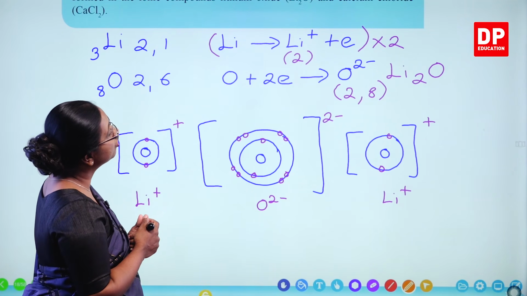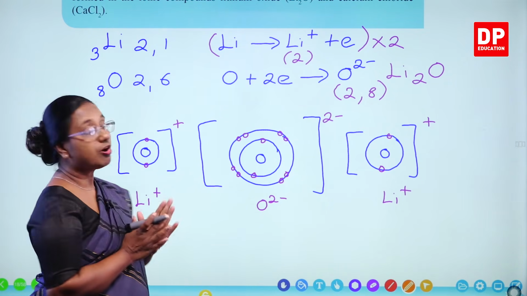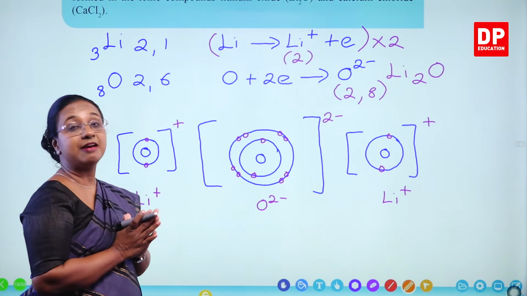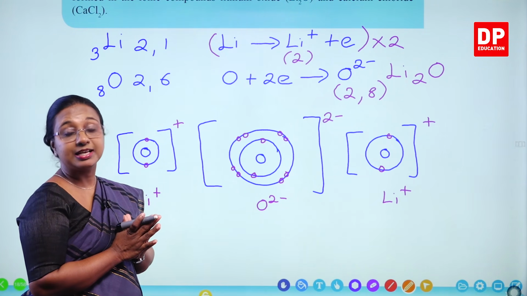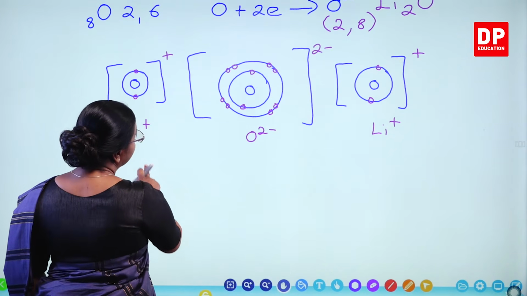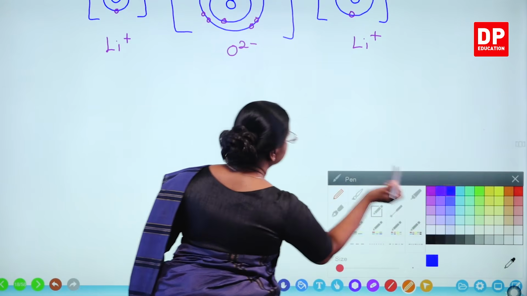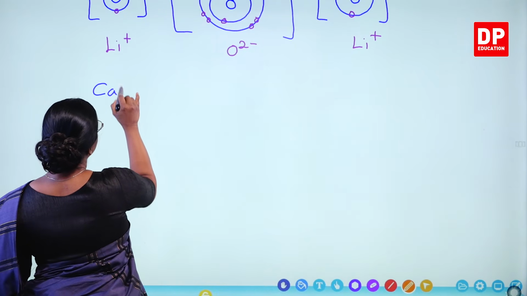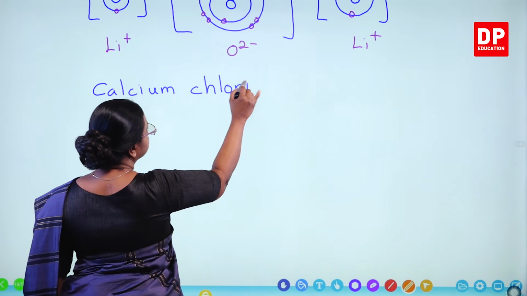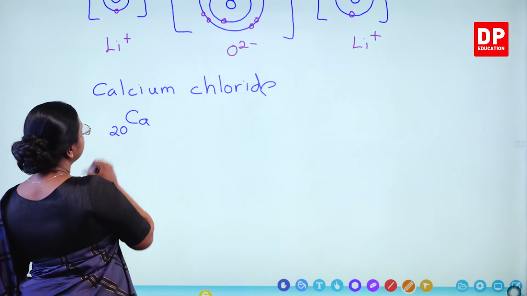Then we have to show the formation of calcium chloride. Is this clear to you all students? So here also you can see all the ions have achieved the noble gas configuration. So the same way we will have to write for calcium chloride. So for calcium chloride, again we start with the electronic configuration.